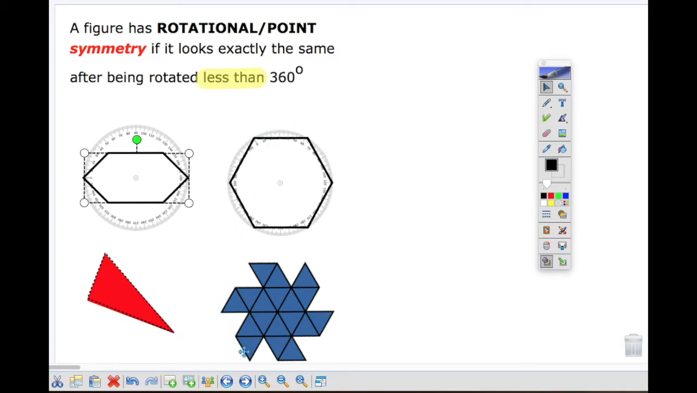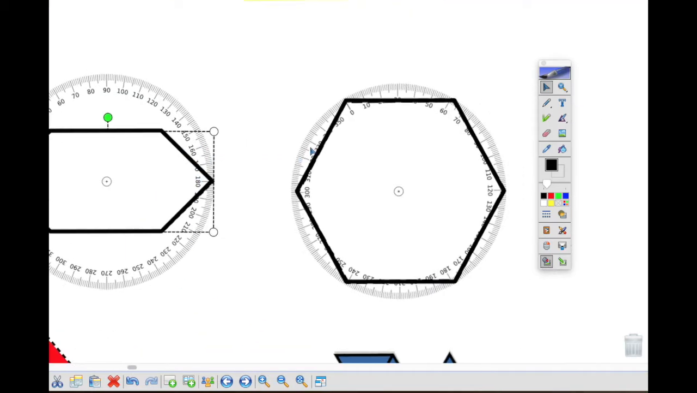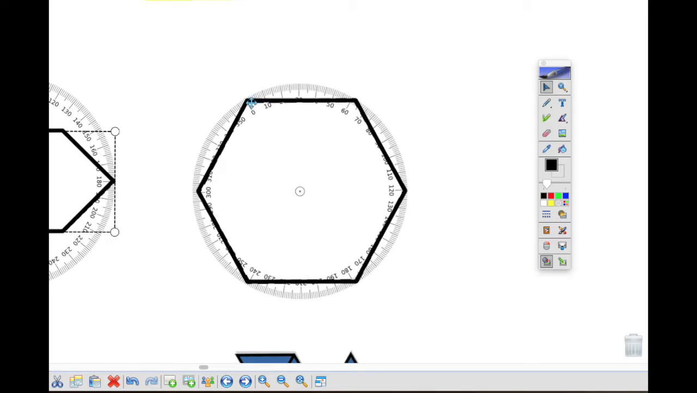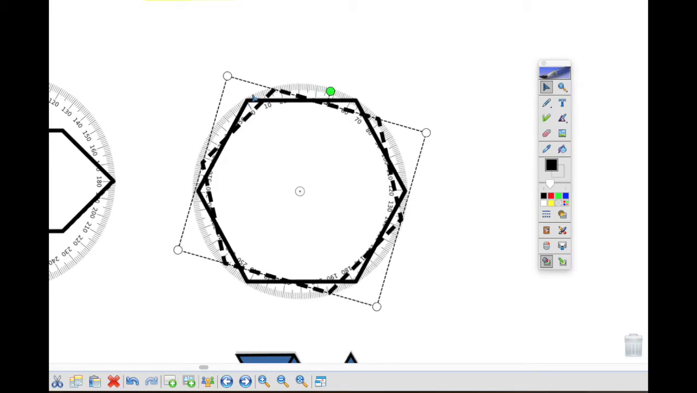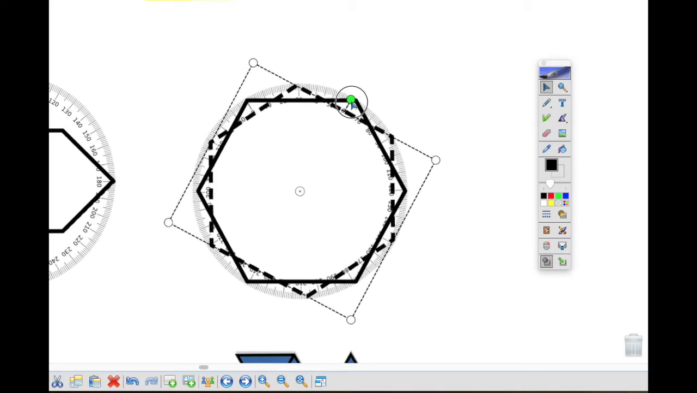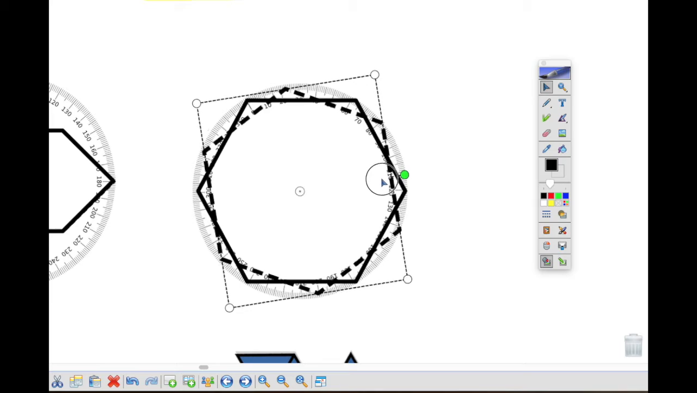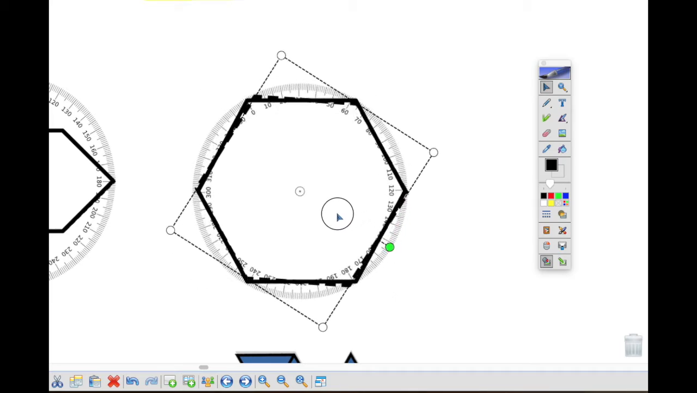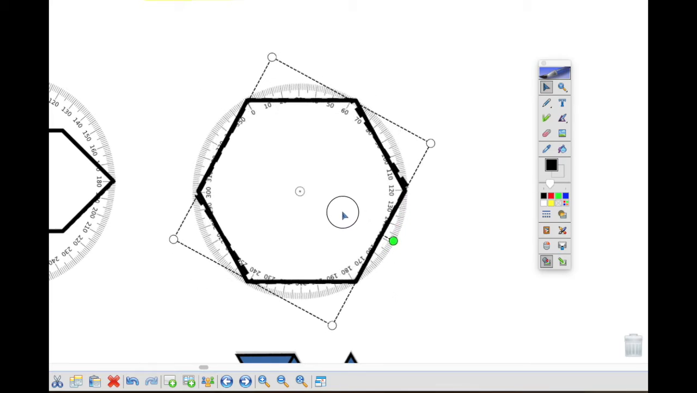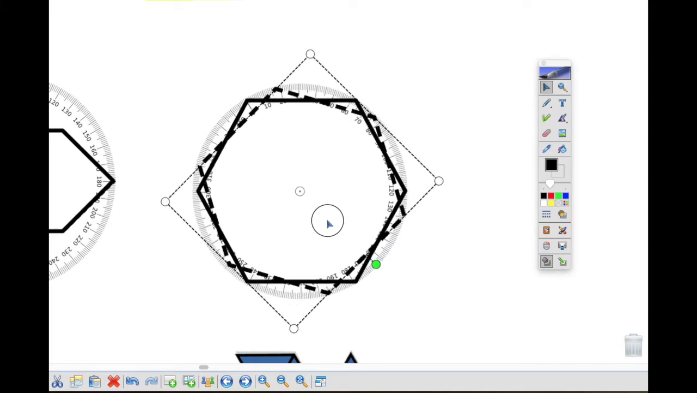Let's look at this regular hexagon and see if we can rotate it onto itself. So let's pay attention to this point that's at 0, okay? And we're going to rotate it. If I rotate it, this point was at 0. If I move it over to 60, notice that it is back on itself. And then if I move that same point over to 120, it is back on top of itself.